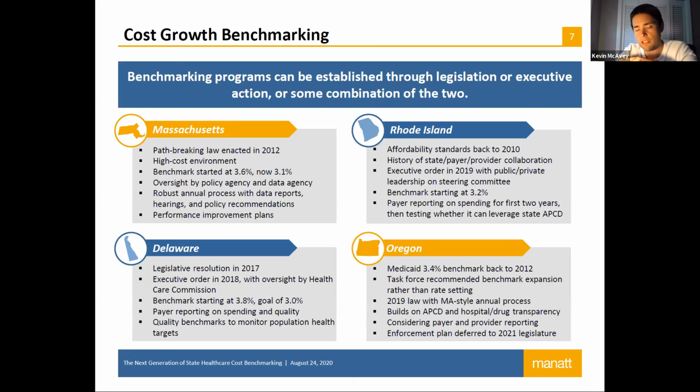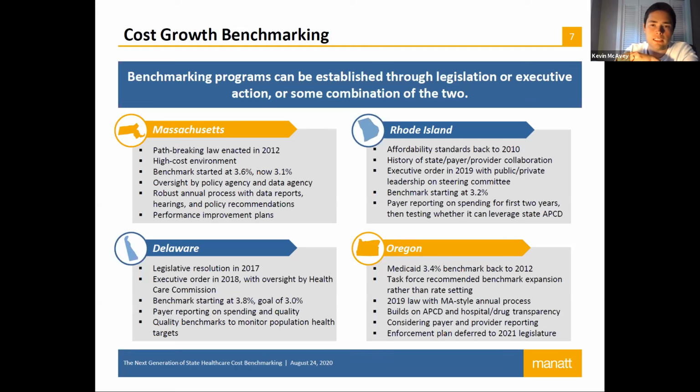Massachusetts initiated theirs in 2012 amidst a high cost environment, and every indication coming out of the state from studies and from many smart scholars over at local universities and Harvard and MIT only just emphasize how much of an impact the effect of having oversight in this way has had on cost growth in the Commonwealth.